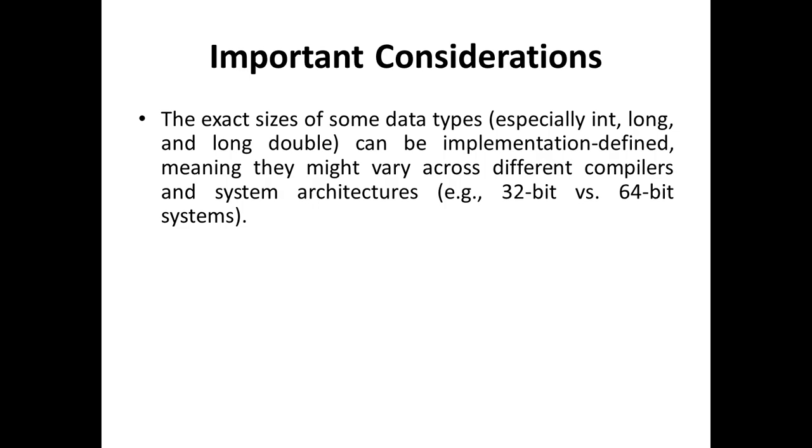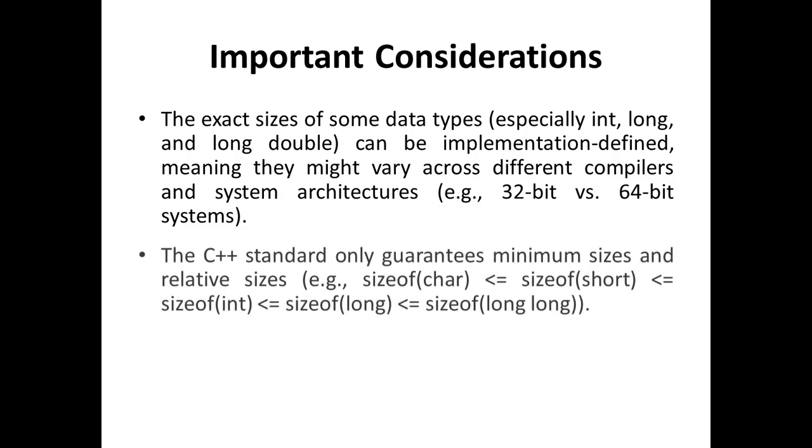The exact sizes of some data types, especially int, long and long double, can be implementation defined, meaning they might vary across different compilers and system architectures. Some systems are 32-bit, some other systems are 64-bit. The compiler and the system architecture will determine the size of the data type. So the size varies depending on system or compiler.